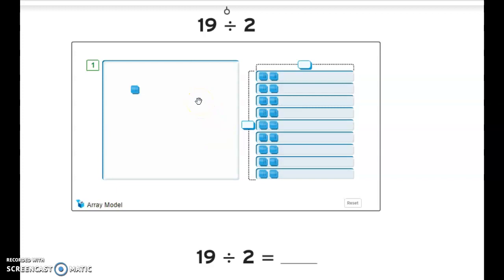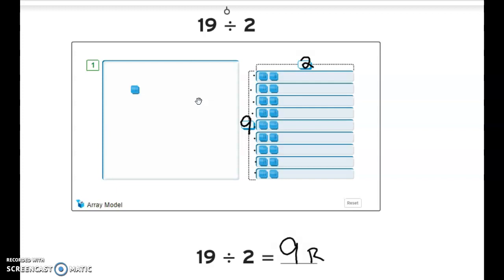So if we take a look here, we can see that we have 1, 2, 3, 4, 5, 6, 7, 8, 9. We have 9 groups of 2. So 19 divided by 2 equals 9.